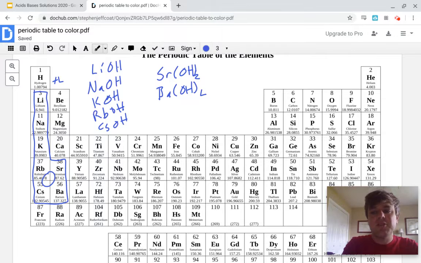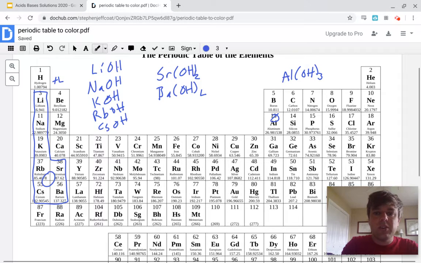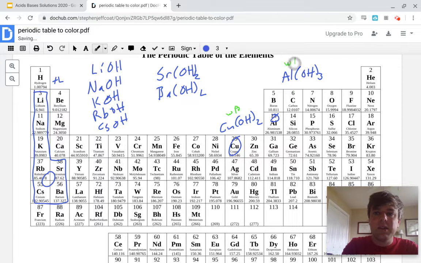Any other hydroxide would be considered a weak base. So, for instance, with aluminum over here, we have aluminum hydroxide. That would be a weak base. Or if we take copper right here, Cu, we have copper(II) hydroxide. That's also a weak base. But our strong bases are these.